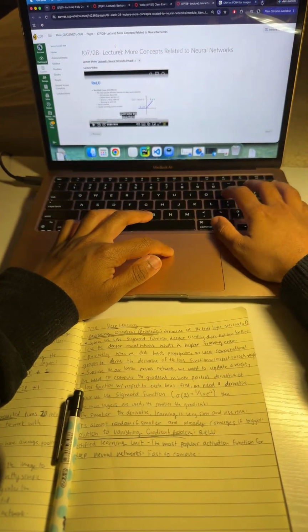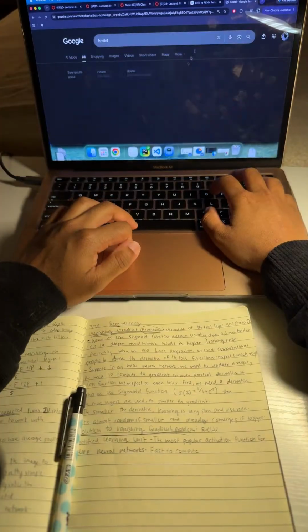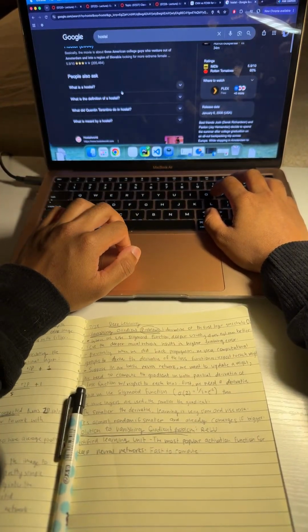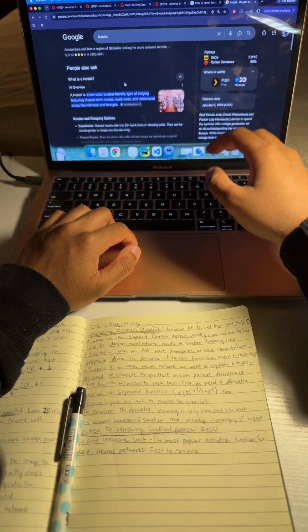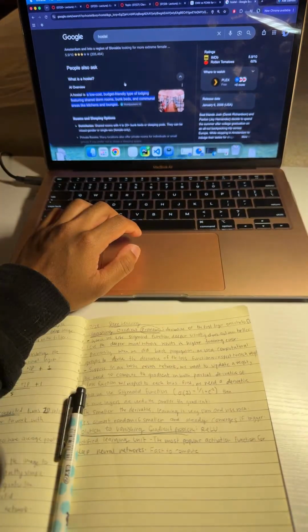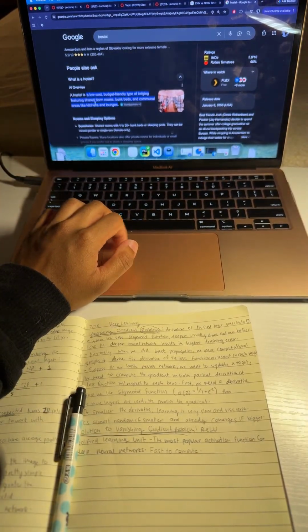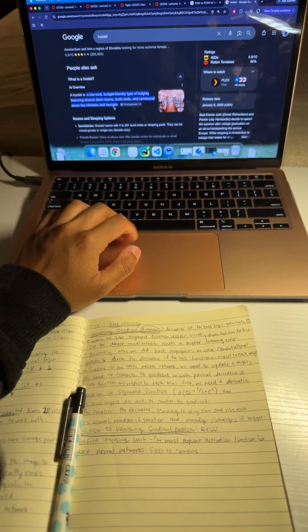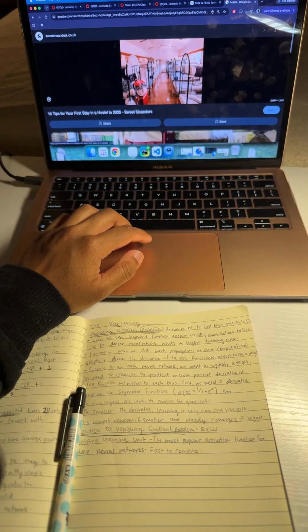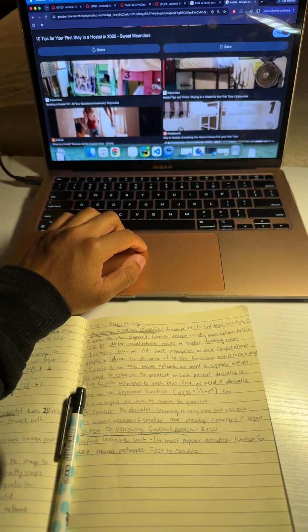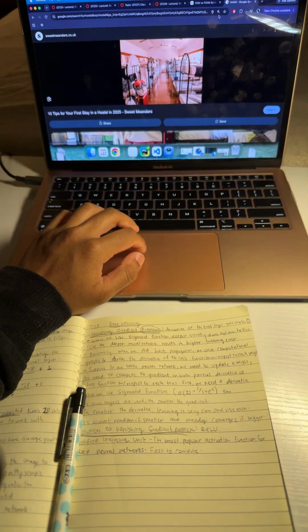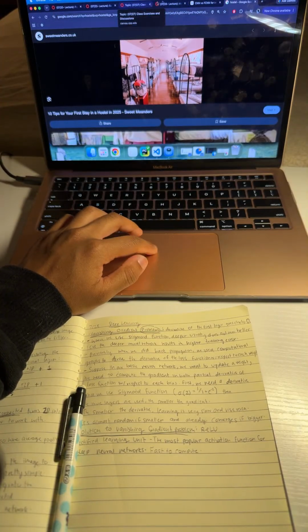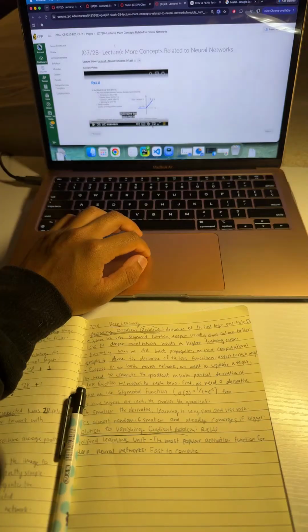Where's a hostel? Low cost, budget friendly type of lodging featuring shared dorm rooms, bunk beds, and communal areas like a kitchen and a lounge. Oh wait, that kind of looks like a boarding school sort of. Okay, well you don't have to explain that much. Pretty straightforward.